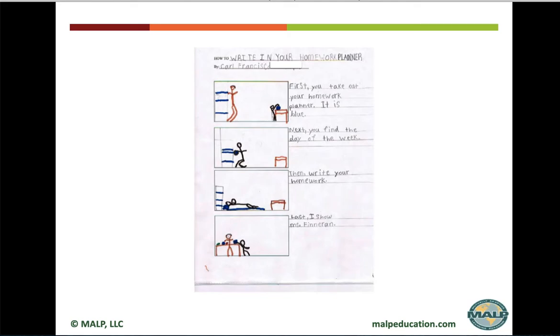Okay, notice under first, you take out your homework planner. It is blue, 2 sentences. A little help there that is blue. Notice at the end it's I show Ms. Finneran. That was my student. So Renee Finneran. There we go. All right.